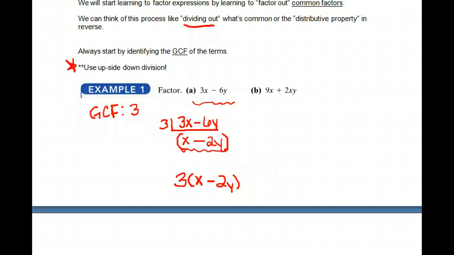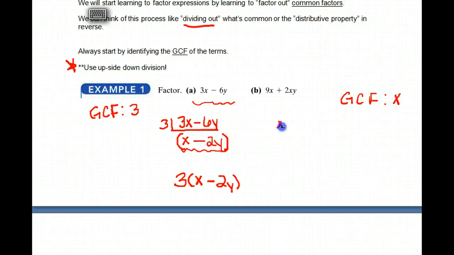Okay, by now you should have had an opportunity to work on example B. And the first step for you is to identify the GCF of the terms in this expression. So you want to ask yourself, what can I divide out, or what do the terms have in common? Well, there's nothing that can be divided out of 9 and 2. So now we're going to look at the variables. They both have an x, and that's the only thing that they both have in common. So that means that my GCF is x.